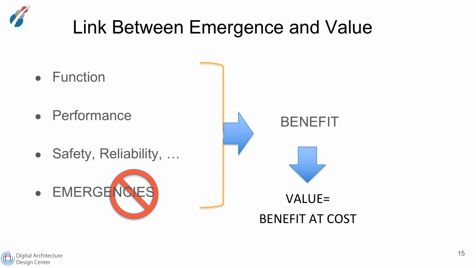And what is benefit? Fundamentally, the benefit from a system is the value that it creates minus the cost to create, maintain, and operate the system. So we'll talk a lot about value, and Professor Moser will talk a lot about value as being a key thing that needs to flow in a stakeholder network in order for that network to remain stable or even grow. So the benefit of the system comes from its function, its performance, its safety and reliability, and ideally zero emergencies, or as few as possible.